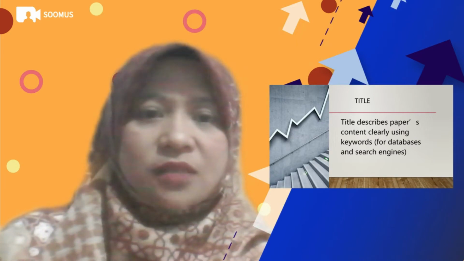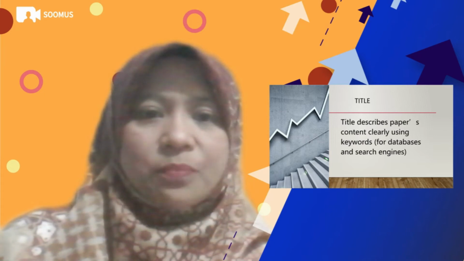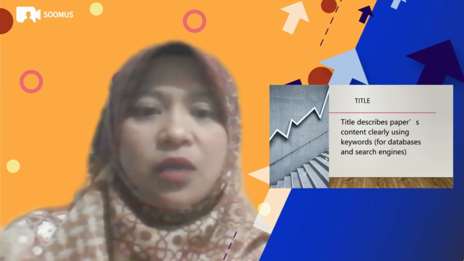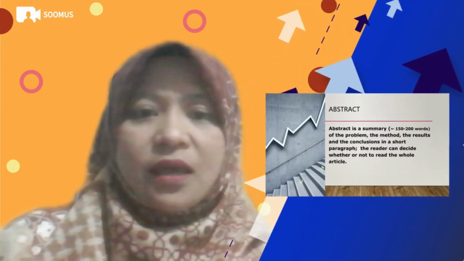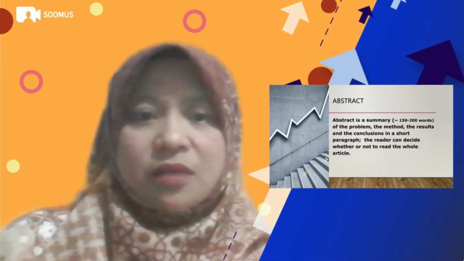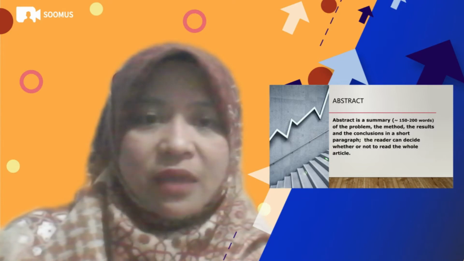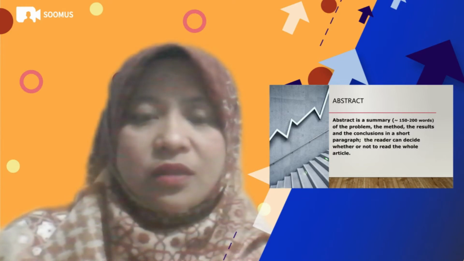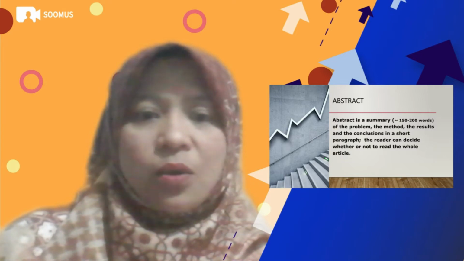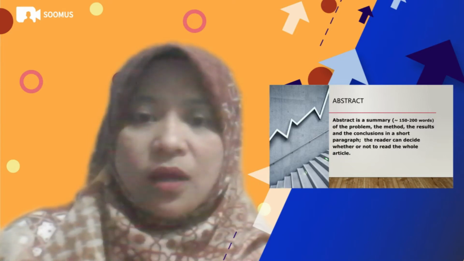Next, let's see the structure of the research. Okay, the first one is title. Title describes the paper's content clearly using keywords for database and search engines. Next, abstract. Abstract is a summary of about 150 to 200 words of the problem, method, results, and the conclusion in a short paragraph. The reader can decide whether or not to read the whole article.